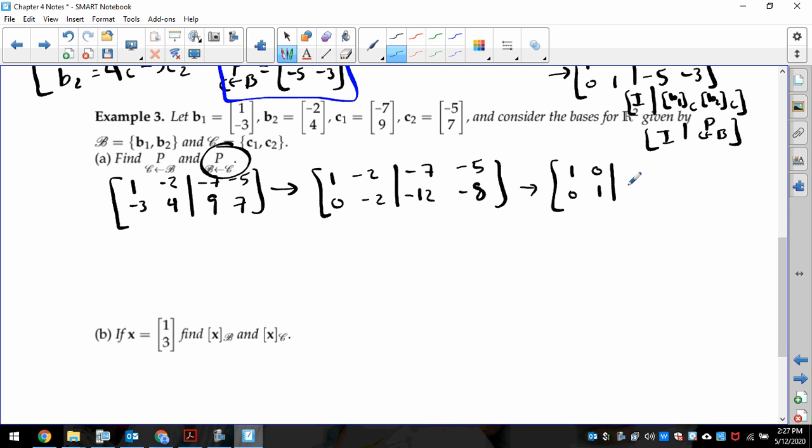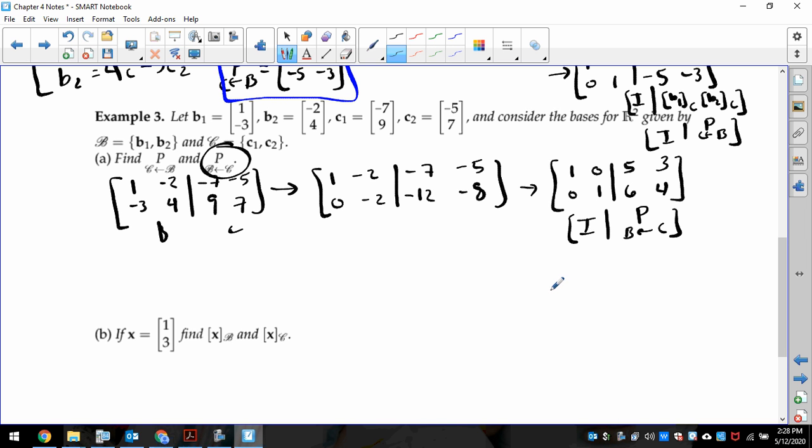So this is going to be a 6, and this is a 4. Okay, so I thought something seemed fishy there. So add the 12 to the 7 to get 5, and then add the 8 to the 5 to get 3. Okay, so here it is. This is the identity on the left, and the matrix on the right is P going from, remember we started with C's on the right here and B's on the left, so this is going from C to B.